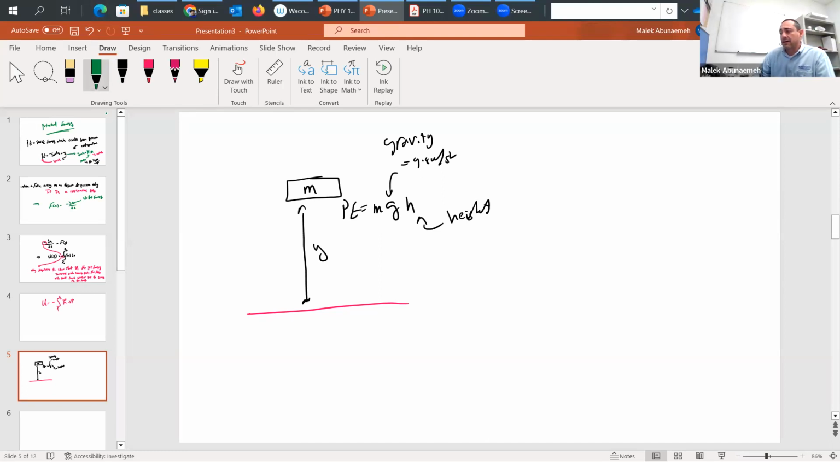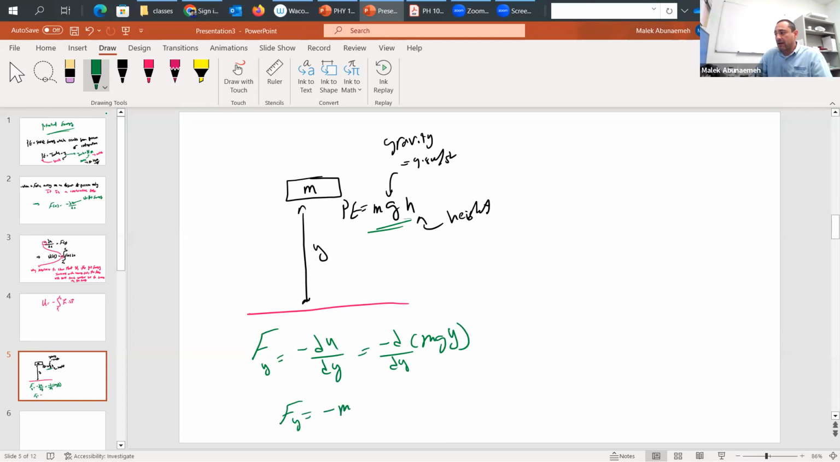In this case, your force in the y direction is going to be minus dU over dy, which is minus d over dy of your potential energy that we have as mgh. In this case, our h is in the y direction, which means that this force, F of y, is going to equal minus mg.